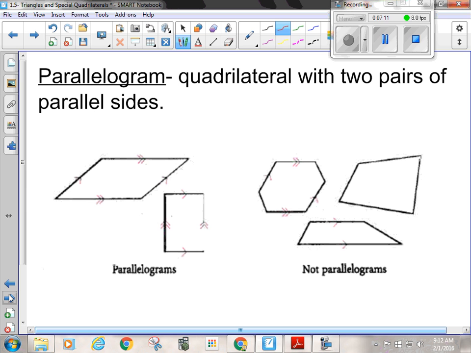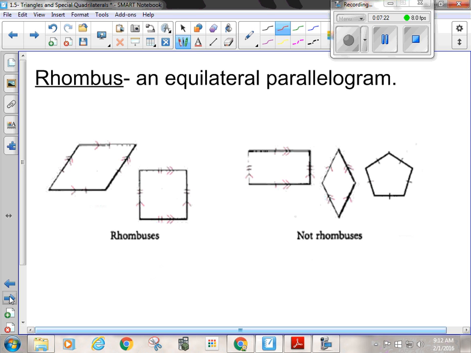Parallelogram: it's a quadrilateral with two pairs of parallel sides. Parallel sides are going to be the ones opposite of each other. A rhombus is an equilateral parallelogram. So a rhombus is a type of parallelogram. It has two sets of parallel sides, but they also happen to be equilateral. Remember, equilateral means that they all have the same measure. So we see that these are all congruent, and then we see that we have two pairs of parallel sides.